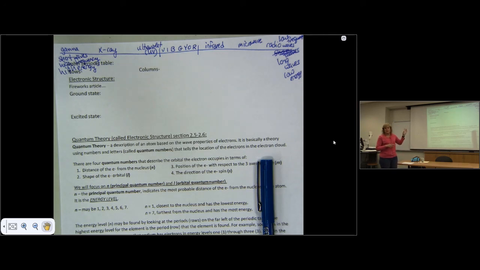But still, you're thinking, what does this have to do with electrons? Well, I'm hoping you read the article that I told you to read. I told you to read the 3rd page of the fireworks article. So get out the page if you have it. If you don't, that's okay. I'm going to talk about it.